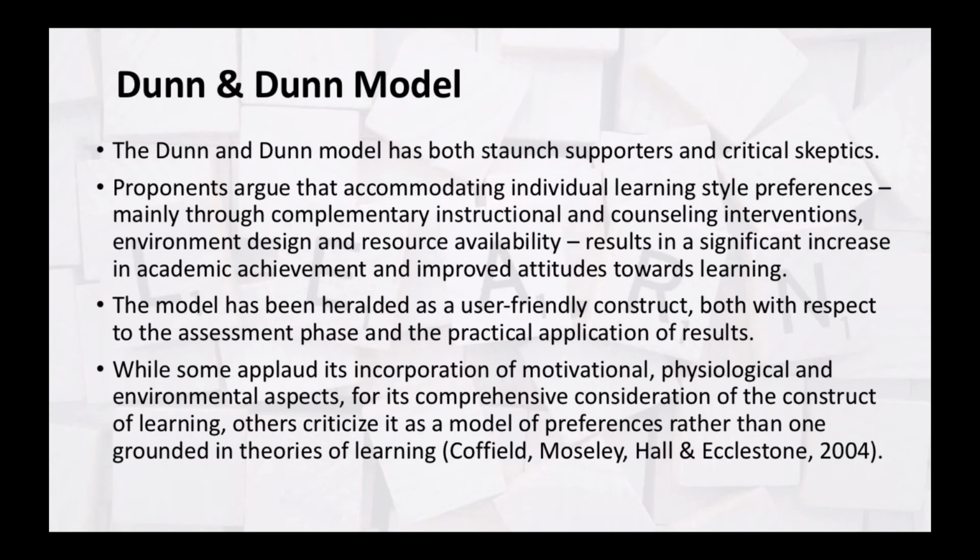The Dunn and Dunn model has both staunch supporters and critical skeptics. Proponents argue that accommodating individual learning style preferences, mainly through complementary instructional and counseling interventions, environment design, and resource availability, results in a significant increase in academic achievement and improved attitudes towards learning. The model has been heralded as a user-friendly construct, both with respect to the assessment phase and the practical application of results. While some applaud its incorporation of motivational, physiological, and environmental aspects for its comprehensive consideration of the construct of learning, others criticize it as a model of preferences rather than one grounded in theories of learning.